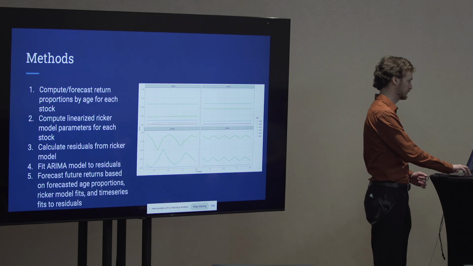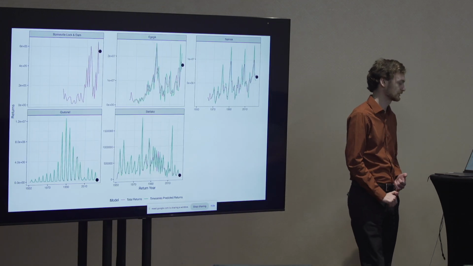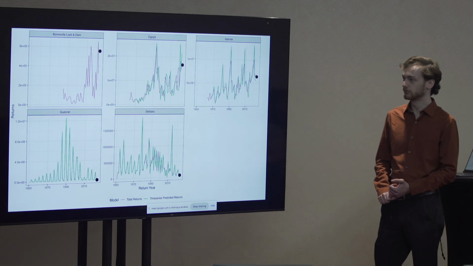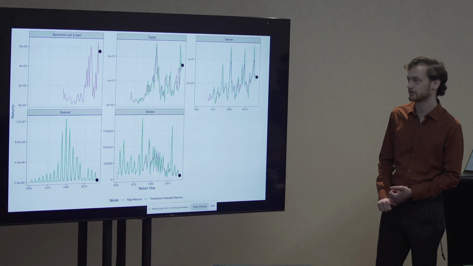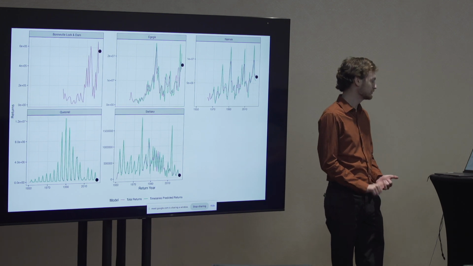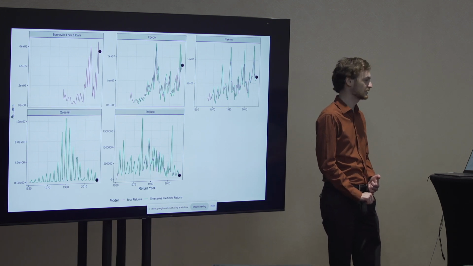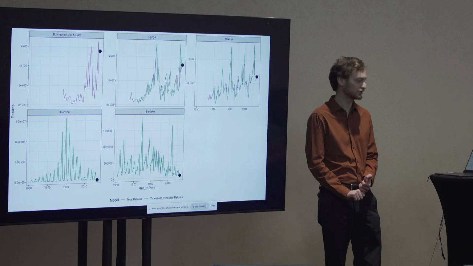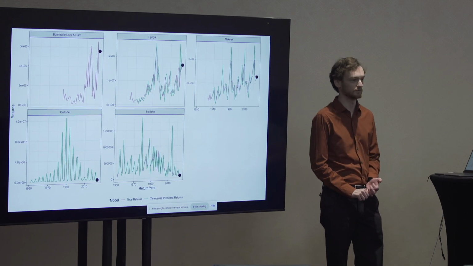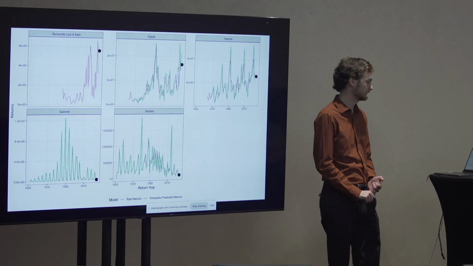So what I'm going to show here is just 5 stocks, so we're not going to show all 14, because most of them aren't terribly interesting. The one on the top left is a weird case, the one Columbia River system stock. We don't do an effective time series there because we were lacking return proportions by age, so that is essentially just the direct output from running a linearized Ricker fit.